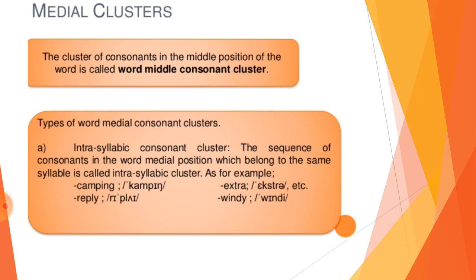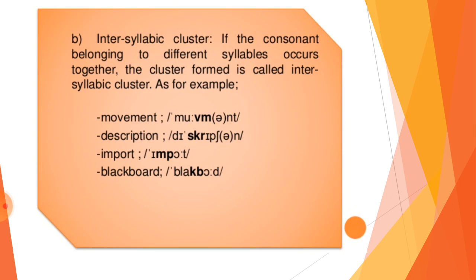The first type is the intrasyllabic consonant cluster. It is a sequence of consonants in the word-medial position which belong to the same syllable. As for example, camping, extra, reply, windy. These are examples of intrasyllabic consonant clusters.